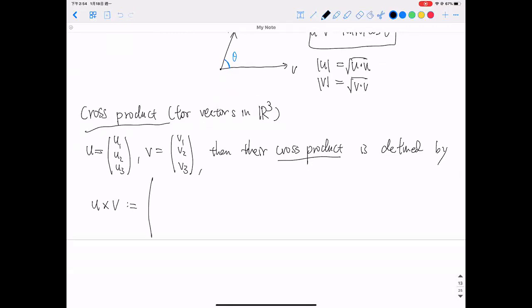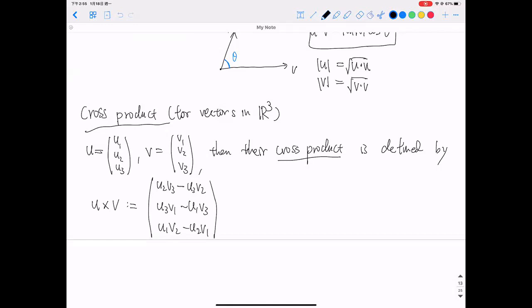And it's a three-dimensional vector. The entries are U2V3 minus U3V2, U3V1 minus U1V3, and then, that makes no sense, U1V2 minus U2V1. Okay, so this is the cross product. At this point, it's just a definition.